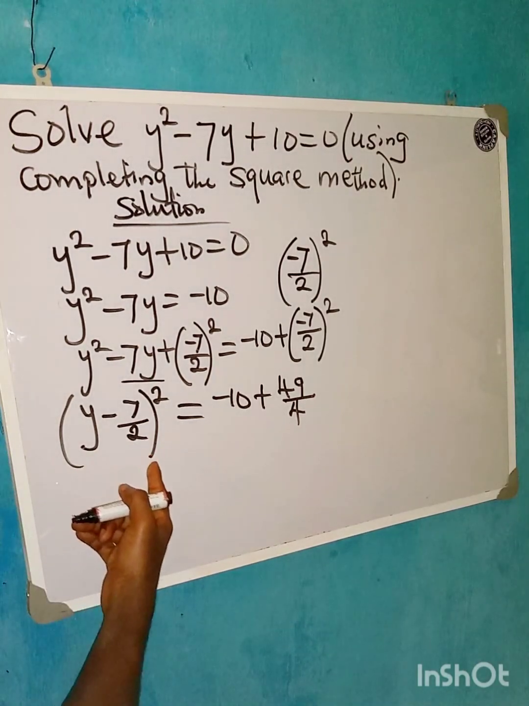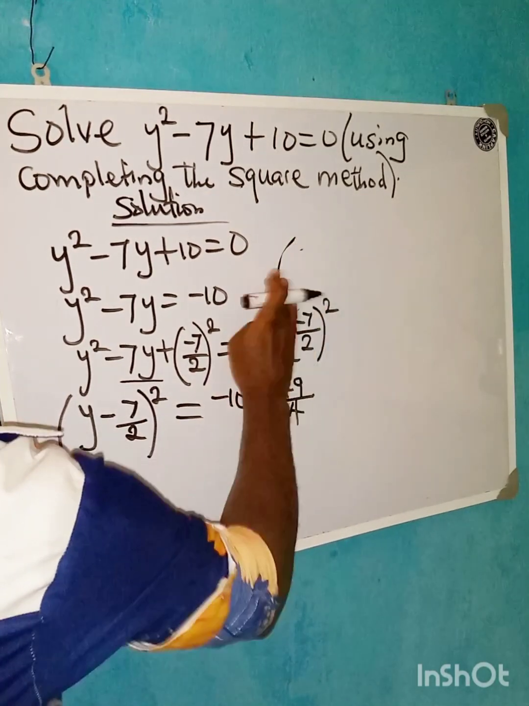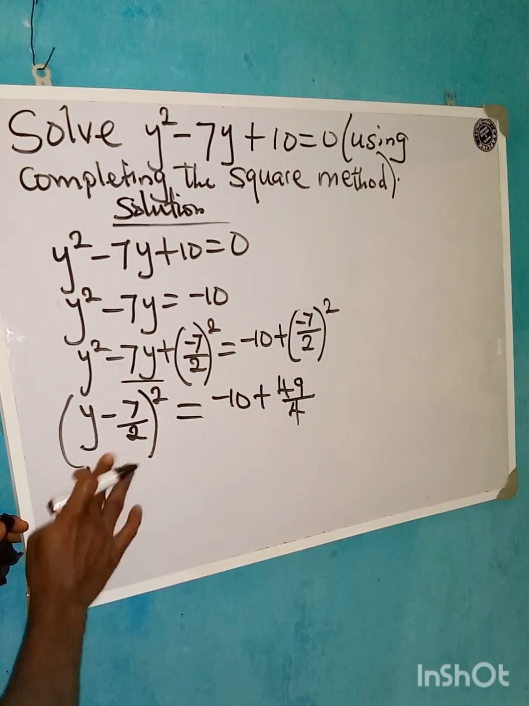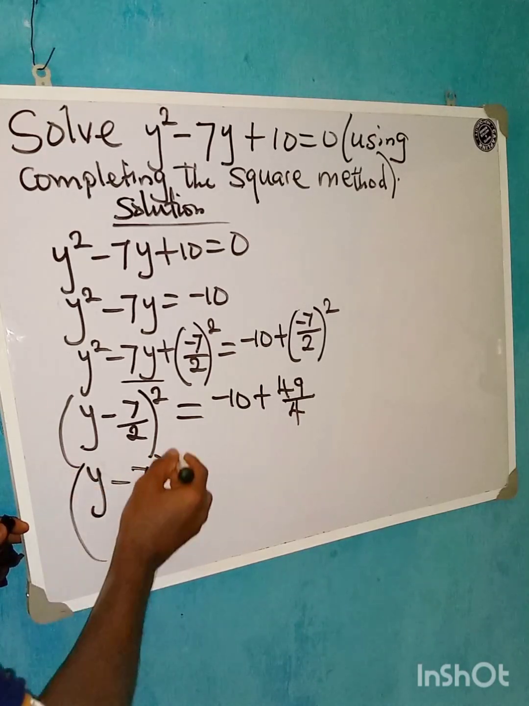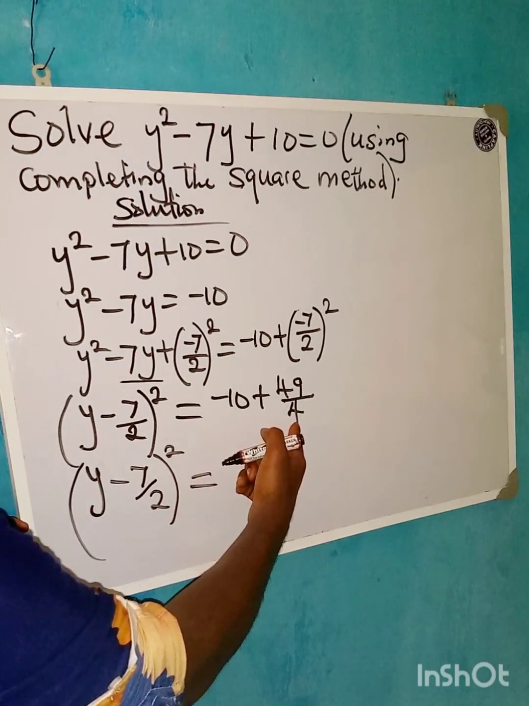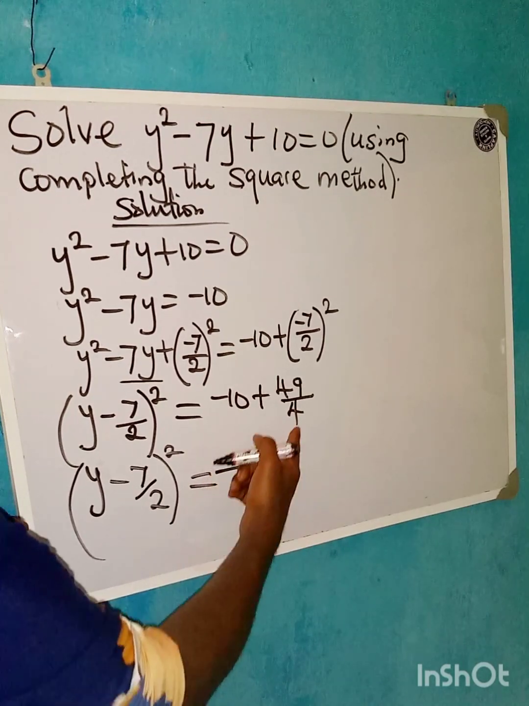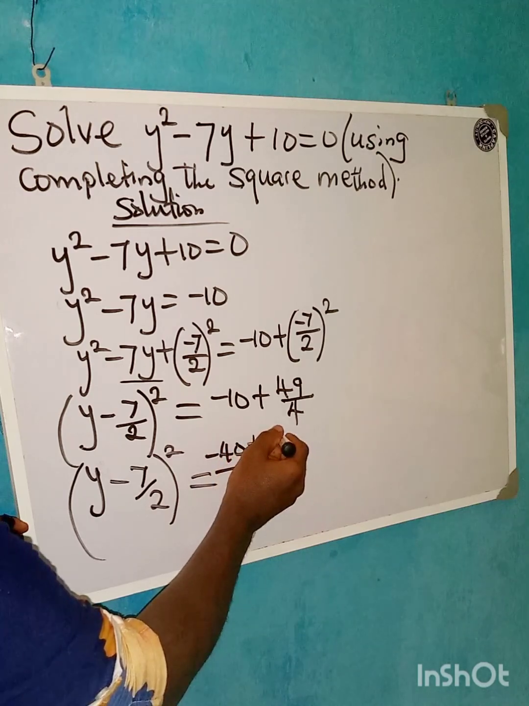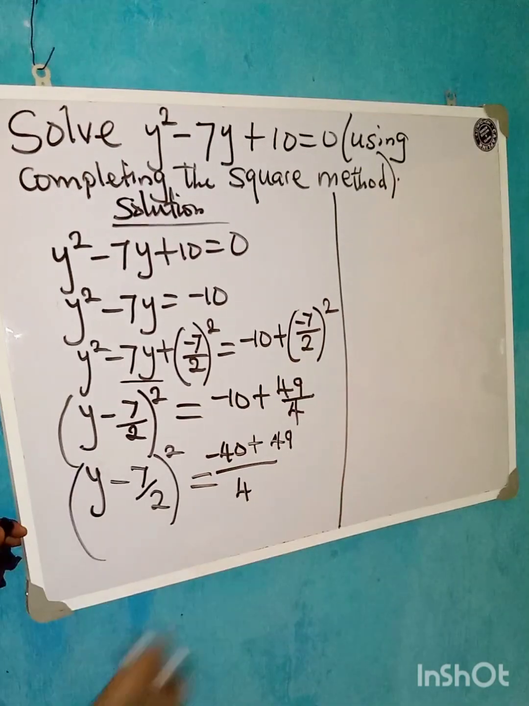Then I would take another step from here. Let me clean this because it's not part of the work. So from here I'll have, not y squared, I'll have y minus 7 over 2 all squared equal to, remember that we can find the LCM of this and it will be 4. Then 4 multiplied by this is minus 40 plus 49.